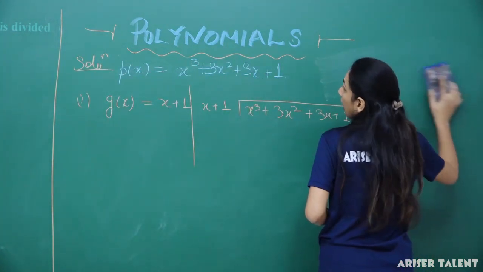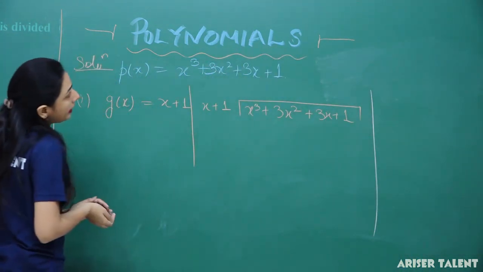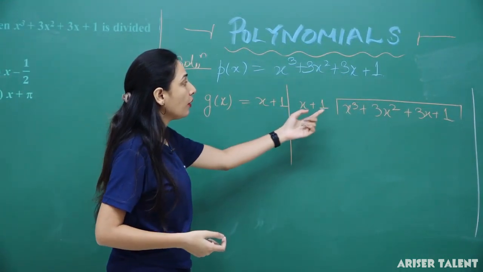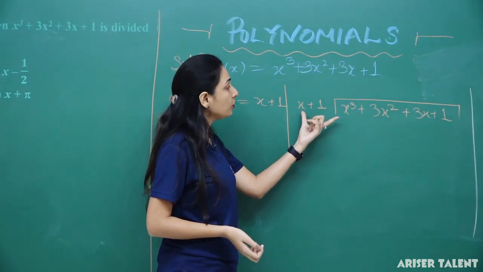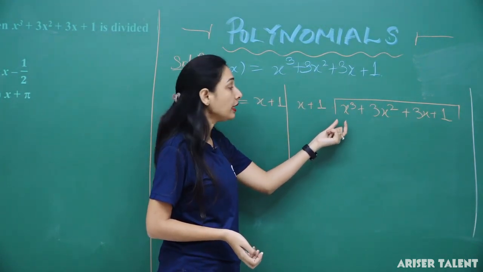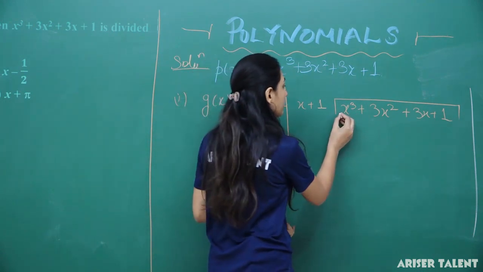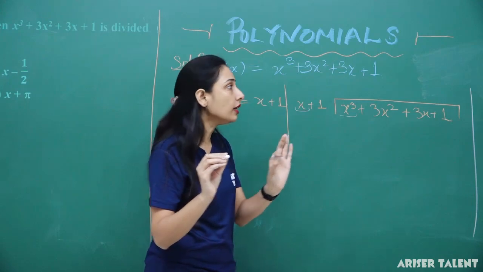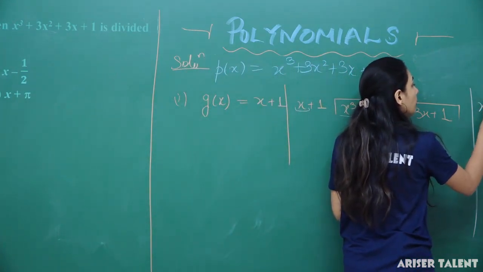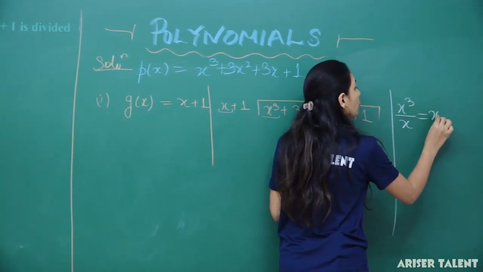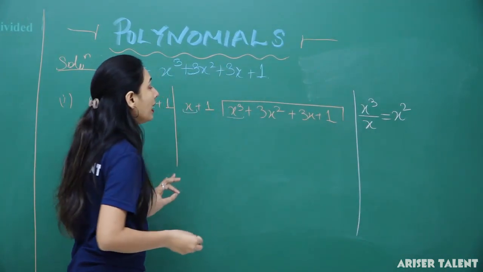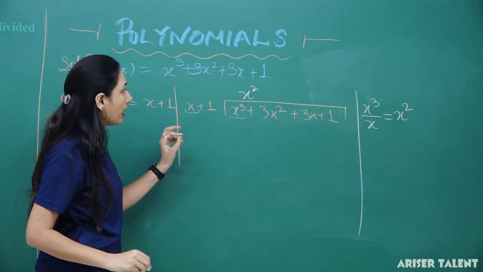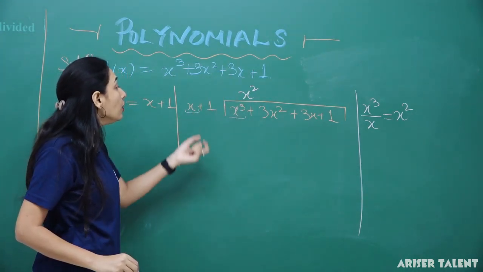Our question is easy because these are already arranged. Now x plus 1, we were talking about the quotient, how we are going to find the first term of the quotient. x cube is the first term here and x is the first term here. So just divide: x cube by x gives you x square. So I will write simply x square here.